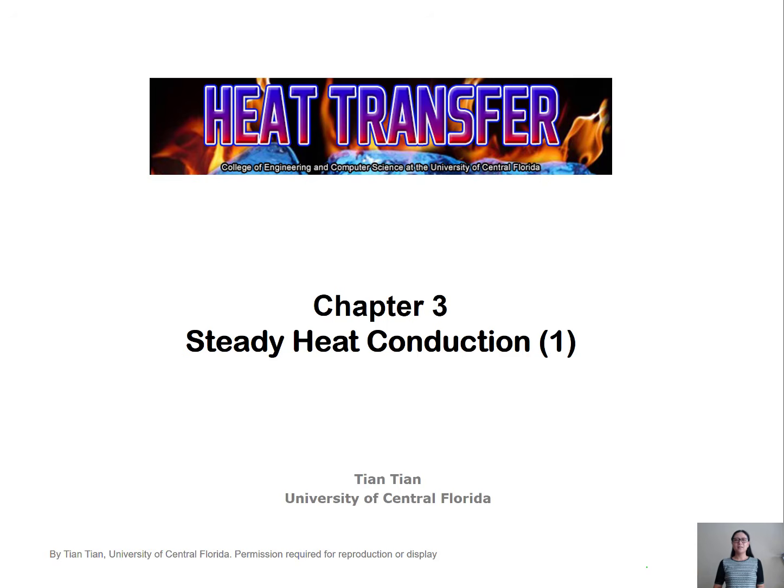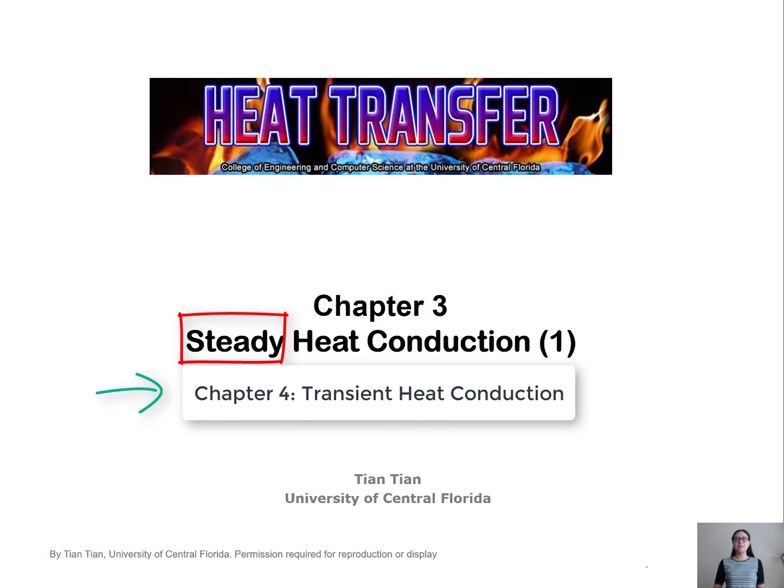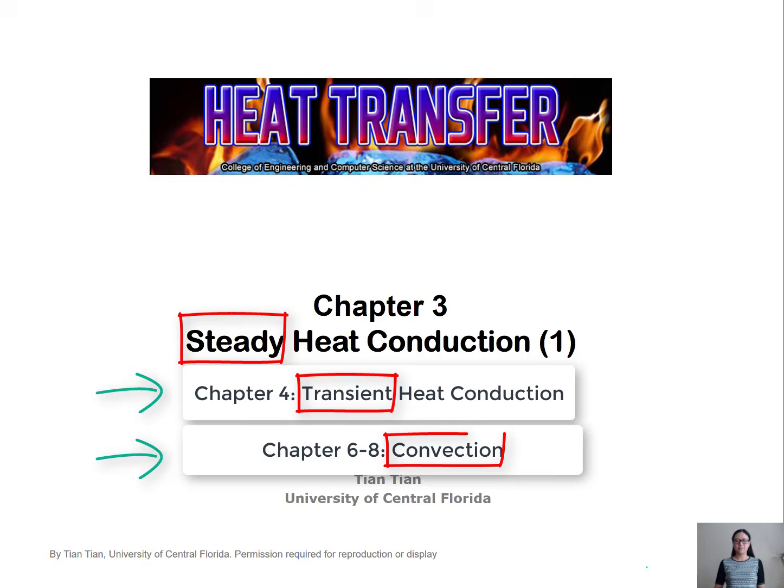This is Dr. Tian. This class will start chapter 3, static heat conduction. In chapter 4, we'll talk about transient heat conduction. Chapter 6 to 8 will be about convection.